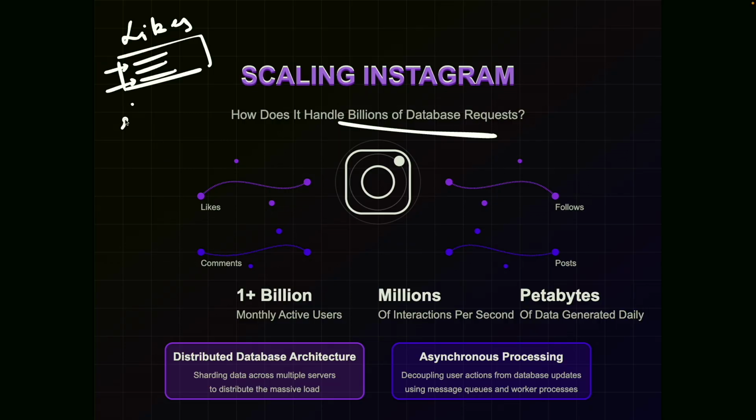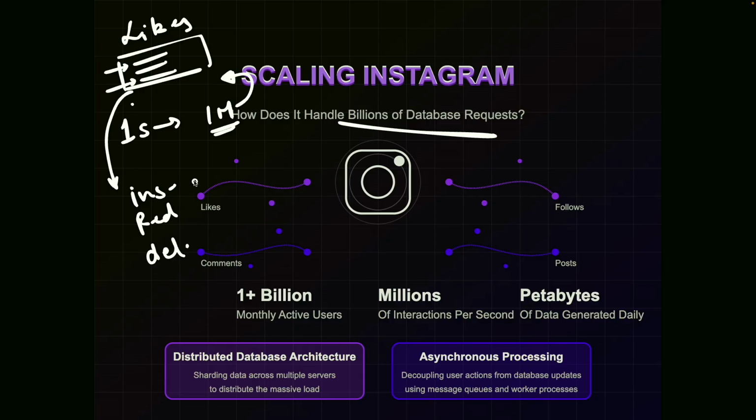Now on Instagram, in one second, there would be millions of requests coming and hitting this DB. Handling a lot of insert, read, and delete operations would be costly, and this would degrade the DB and reduce its performance. So to avoid these kinds of problems, we horizontally scale the DB.